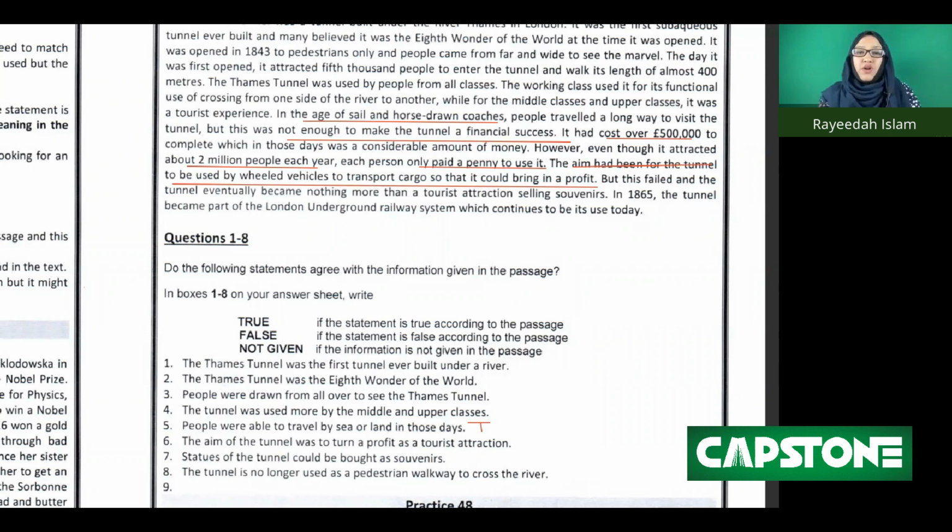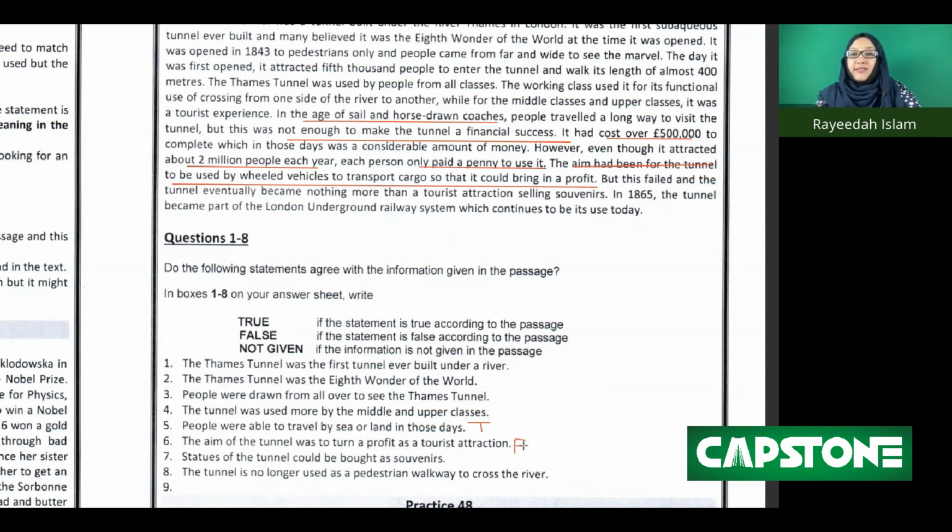So of course we can say that this is false because of the many pieces of information that have been given in the passage, and also because এখানে the aim এর যে লাইনটা আছে, the third last line, ওখানে আমাদেরকে বলে দেওয়া হয়েছে that this was not the aim. Tourist attraction was not the aim. The aim was for the tunnel to be used by wheeled vehicles to transport cargo.